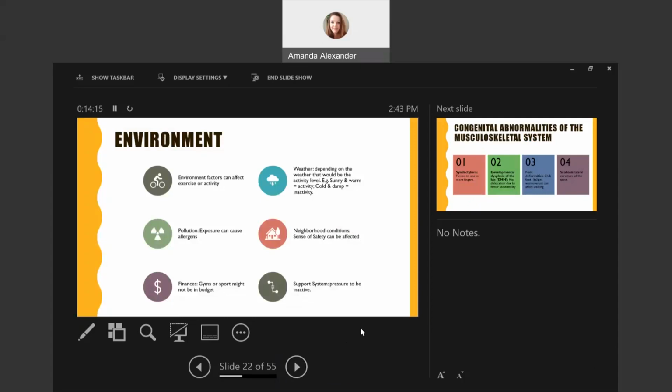Environment. The environment plays a role in mobility and immobility. So environmental factors can affect exercise and activity: pollution or exposure to allergens, finances, neighborhood conditions, weather, and support systems.